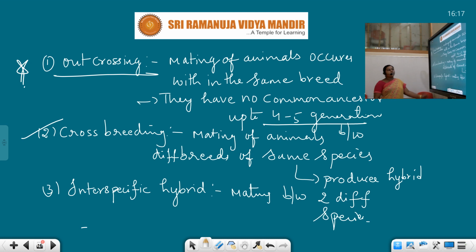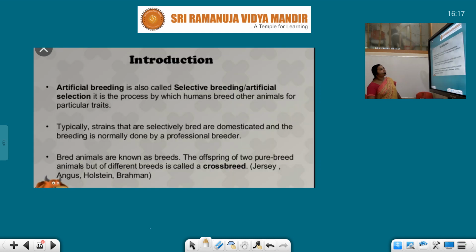Crossbreeding is the mating of animals between different breeds of the same species. Interspecific hybridization is mating between two different species. This one is interspecific, and this one is crossbreeding. As a result of crossbreeding, we get hybrids. An interspecific hybrid is a mating between two different species, right?